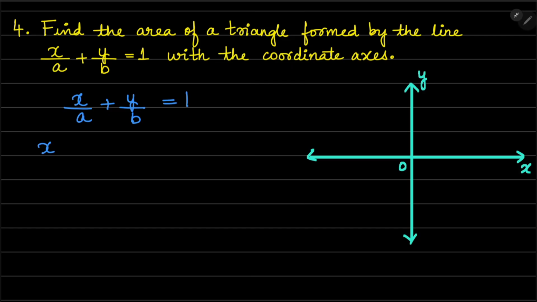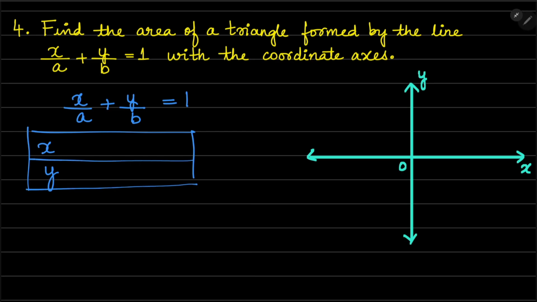So x and y. For different values of x, you can find out y. So suppose if your x is 0, this term is 0. So it's y by b equal to 1, y equal to b. Isn't it? So what is your y then? B. The same way, if your y is equal to 0, then this entire term becomes 0. So what do you get? X by a equal to 1 or x is equal to a. So what is it here? It is a. Right? Now let us go ahead and plot it.